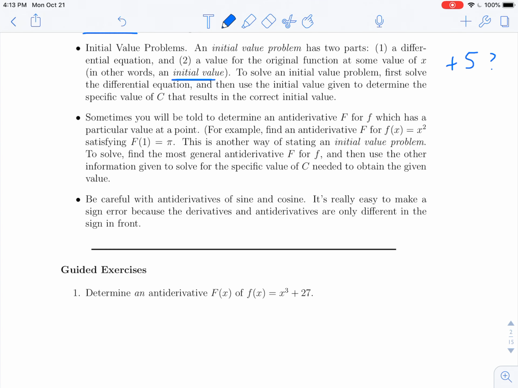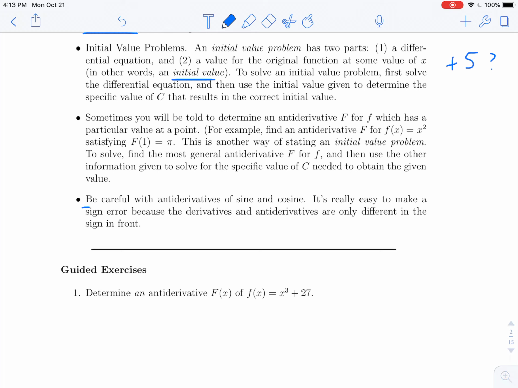Sometimes you'll be told to determine an antiderivative capital F for little f, which has a particular value at a point. For example, find an antiderivative capital F for little f of x equals x squared, satisfying capital F of 1 equals pi. This is another way of stating an initial value problem. To solve, find the most general antiderivative capital F for little f, and then use the other information given to solve for the specific value of c needed to obtain the given value.